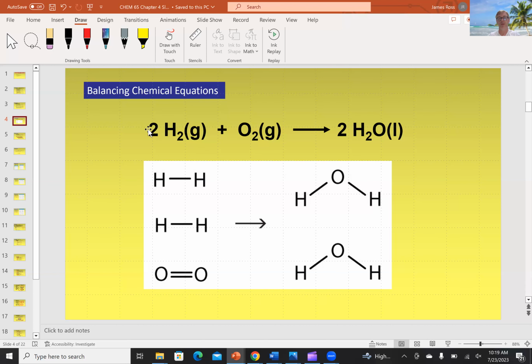For example, this coefficient 2 means I have 2 hydrogen molecules as gases. This is what they would look like. I've got 2 hydrogen molecules, and then I've got an oxygen molecule. If there's no number, we assume the number is 1. So 1 oxygen molecule is shown here. It's also a gas. And over time, this produces 2 water molecules, which are liquids, L. So we have these 2 structures of water molecules over here.